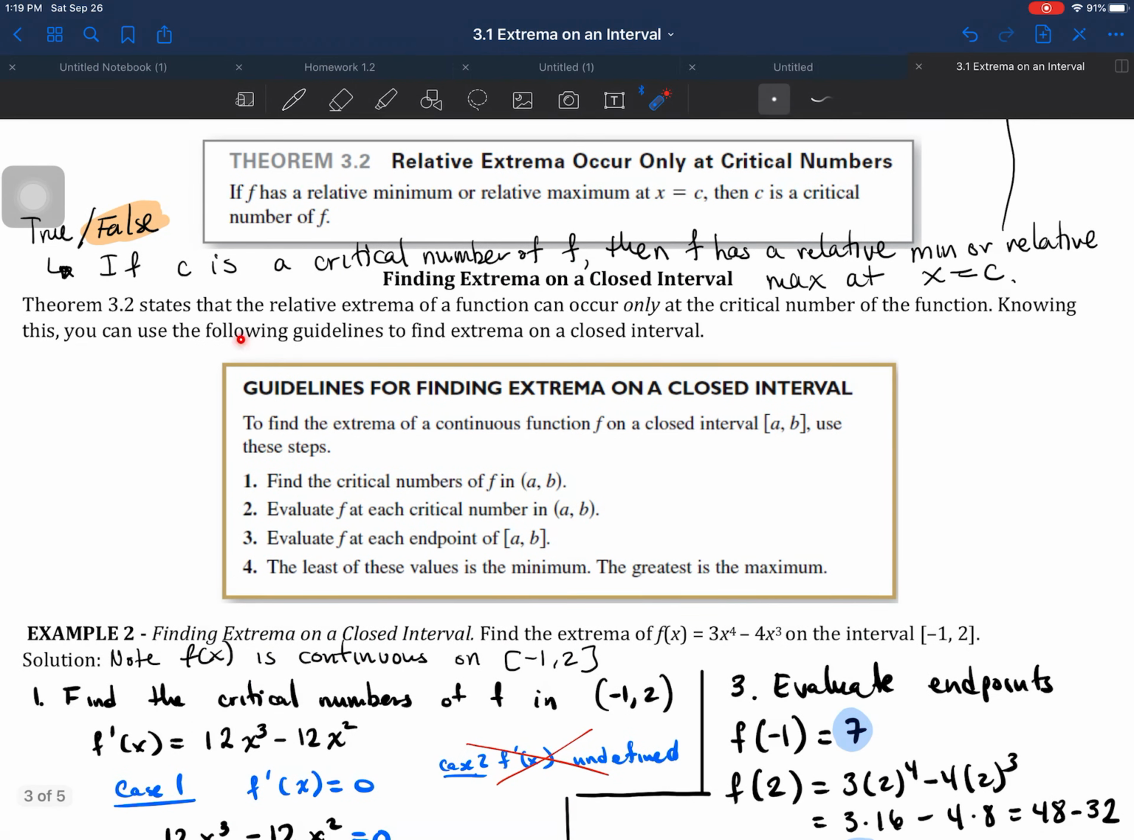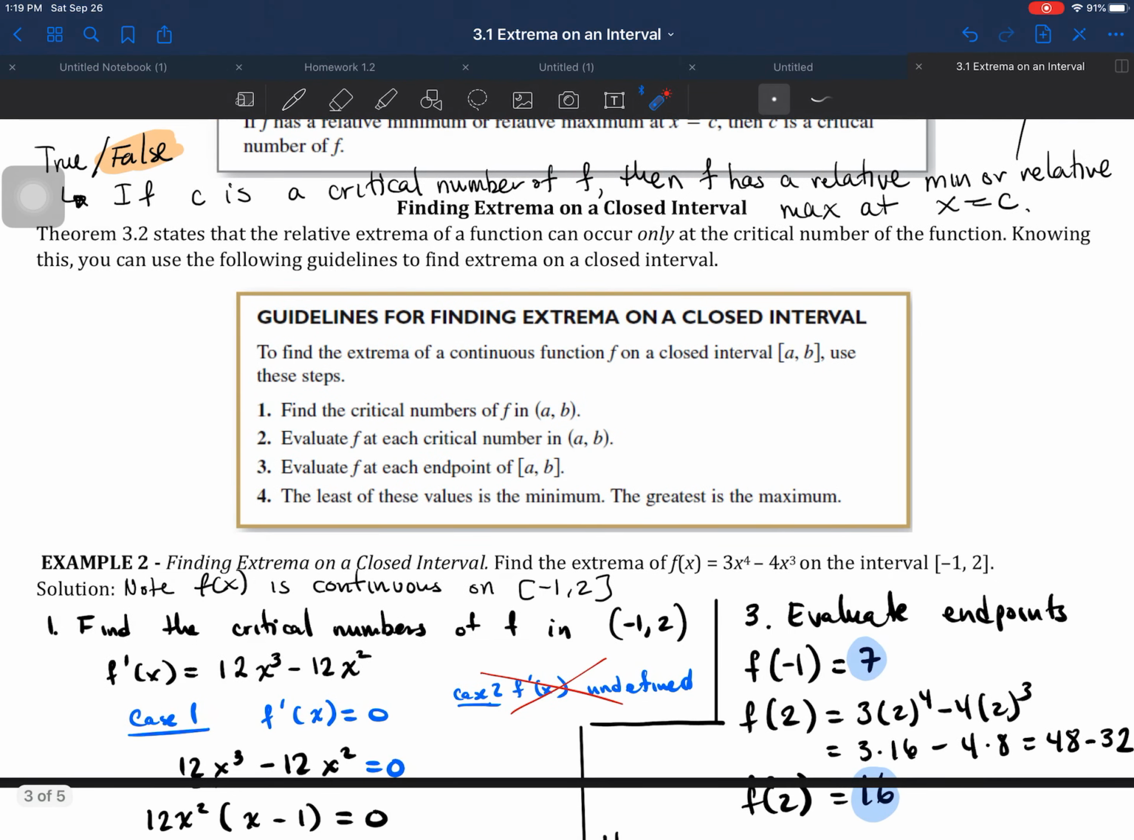Theorem 3.2 states that relative extrema of a function can happen only at critical numbers of the function. Knowing this, you can use the following guidelines to find the extrema on a closed interval. So if you need to find the extrema of a continuous function on a closed interval, then we can find this by using the following steps.